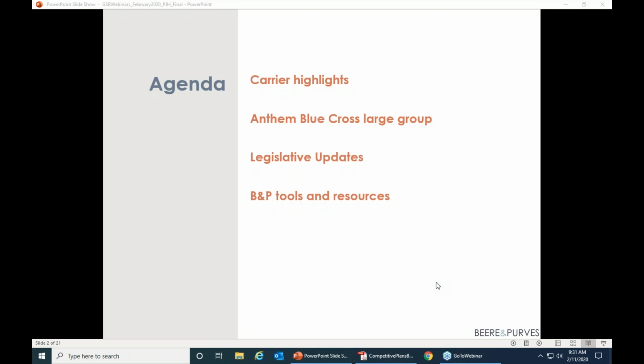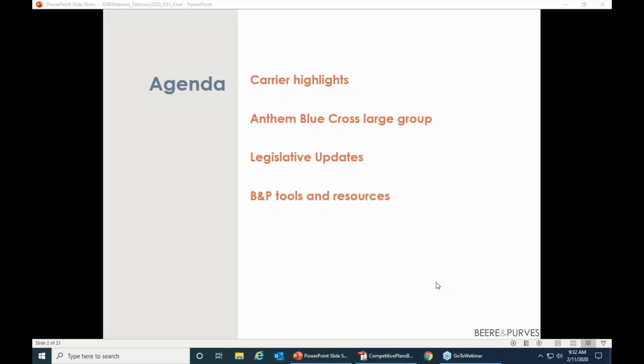The agenda for today is very simple. We're just going to go through the carrier highlights, and that's going to be the underwriting changes, the rate changes, and the product changes. We're going to go through Anthem Large Group. We're very excited to have a new partnership with Anthem Large Group, 100 to 300. For those of you that are in that space, we've got a lot of competitive advantages we want to share with you today, why it makes sense to put the RFP through Beere&Purves if you have opportunities in that space.